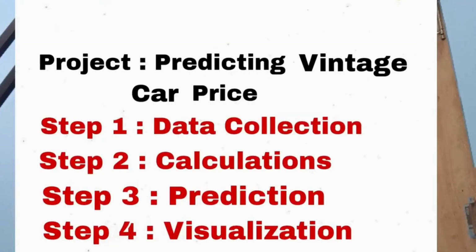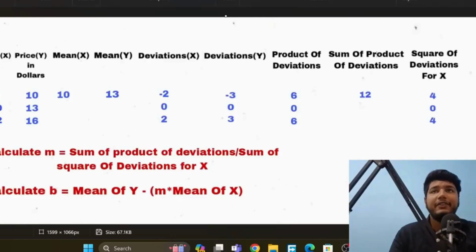The project is predicting the price of a vintage car. We will do this in 4 steps: first collecting data, second calculation, third predicting the price, and fourth visualizing it. So first we will collect the data for x year old, how much the price will be. Second, we will do calculation.